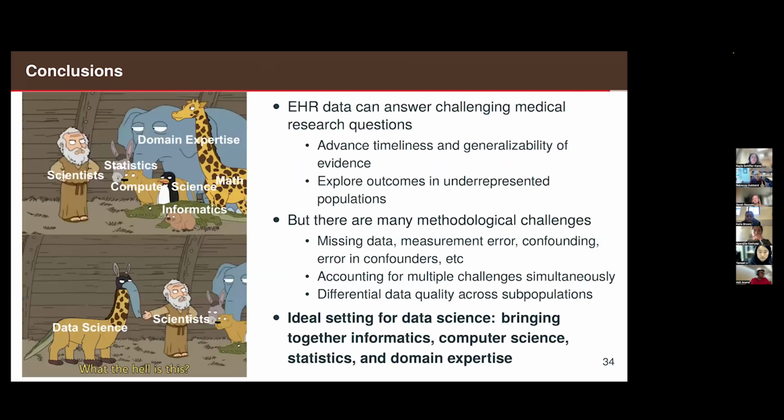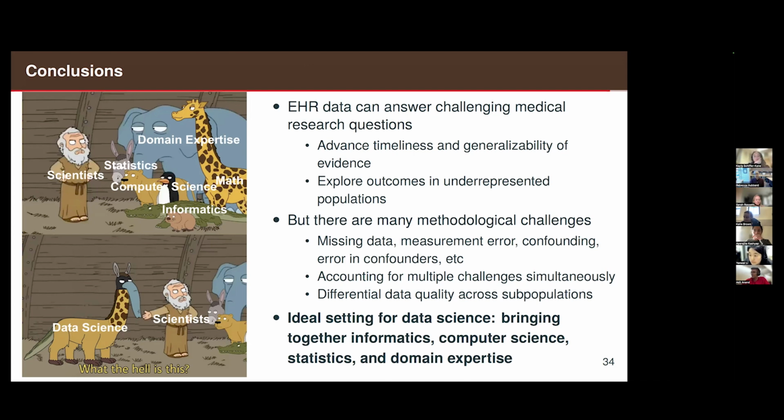Okay, I'm running out of time, so I will wrap up quickly, which is just to say that I think there's a lot of potential for research conducted in EHR, but there are many methodological challenges because the data are very messy and in many ways do not look like traditional research data. So I love this as a proving ground for data science because we need all of the disciplines that make up data science in order to do a good job.